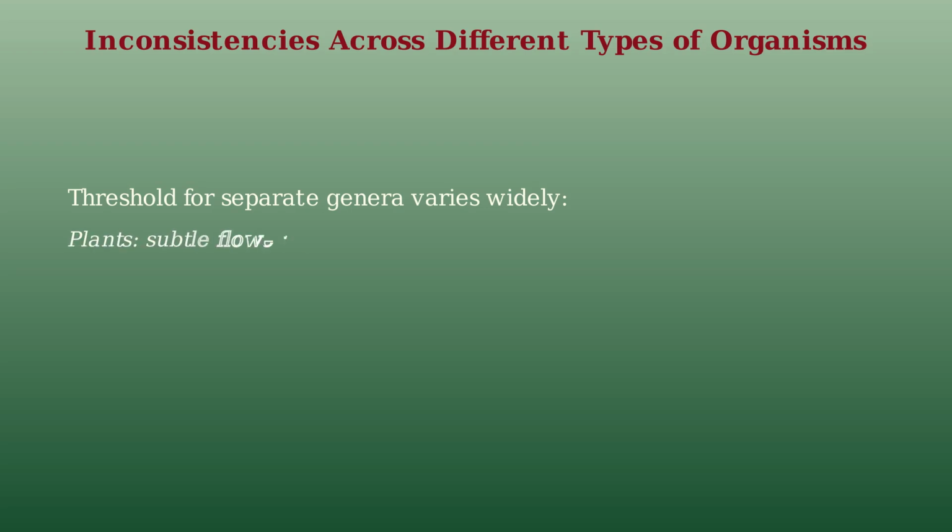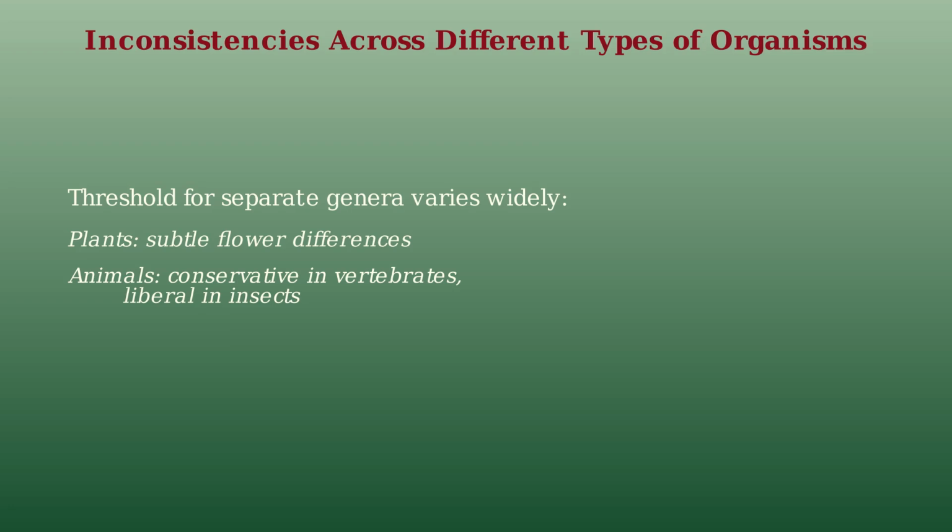In plant taxonomy, subtle differences in flower morphology may be sufficient to separate genera. For animals, mammalian genera tend to be more conservatively defined than insect genera, where there's often greater splitting. Microbial taxonomists typically require significant genetic differences, often at least 5% divergence, to establish separate genera.